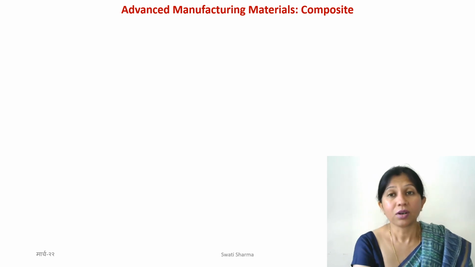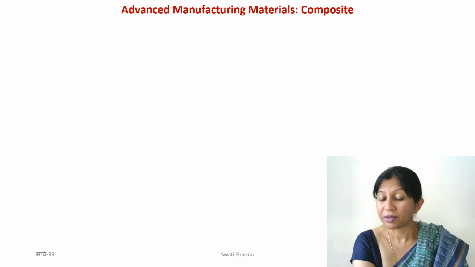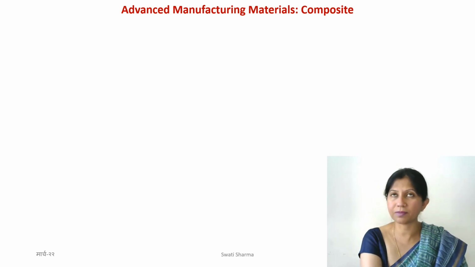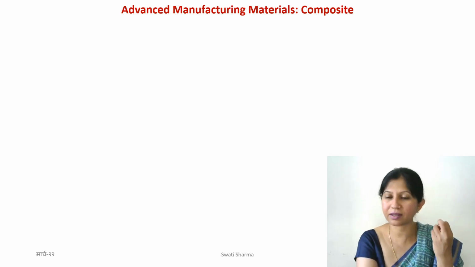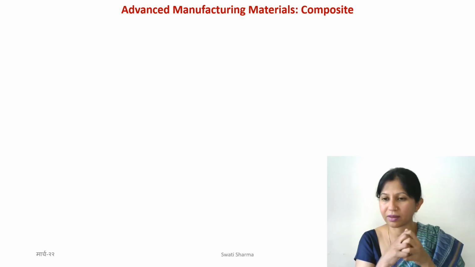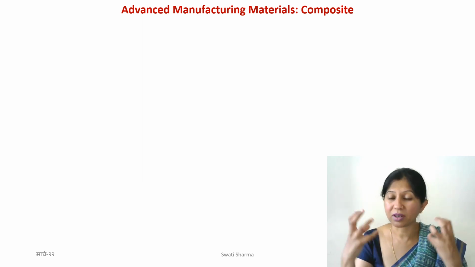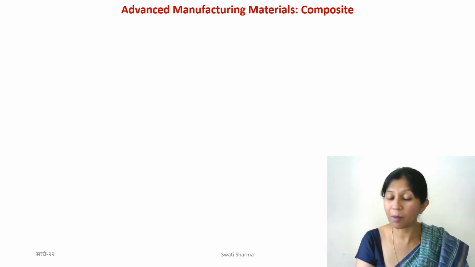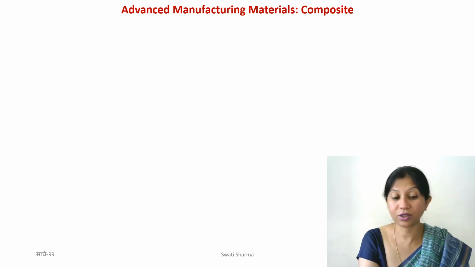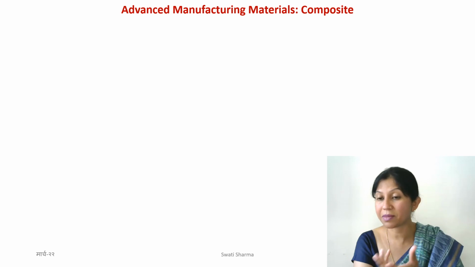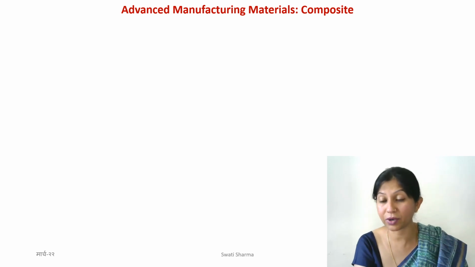Okay, so now we talk about composite materials. Composites, as the name itself suggests, there is more than one thing, right? It's a composite, a combination of a couple of things. Now you will say that alloys are also combinations, right? You have some metal A, metal B, and then you mix them together, and what you get? You get an alloy. That's correct. So what is the difference between alloy and composite?